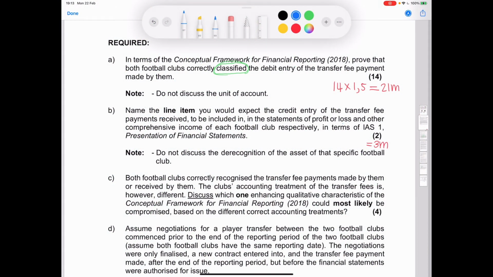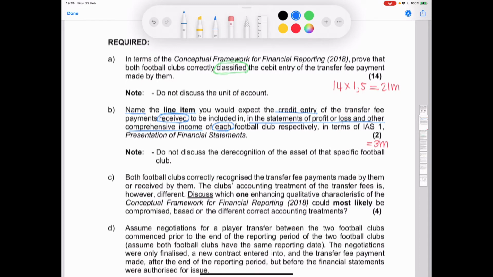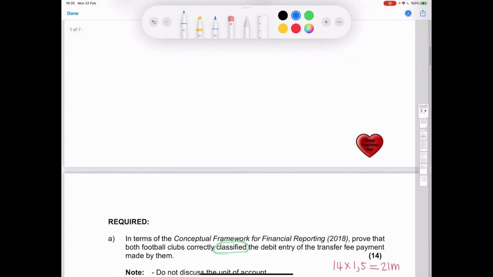Question B says that you should name the line item you would expect the credit entry of the transfer fee payments received to be included in the statement of profit or loss and other comprehensive income of each football club respectively in terms of IAS 1 Presentation of Financial Statements. So let's go and look at the journals that they gave you.